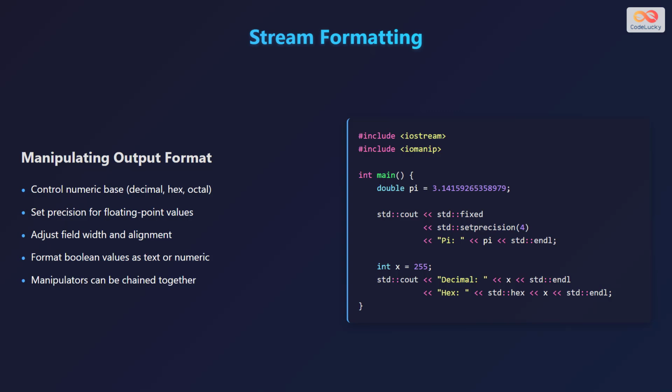Have a look at the sample code. We include iostream and iomanip libraries. We set a double variable pi to a value. We use std::fixed and std::setprecision to format the output of pi to 4 decimal places. The integer variable x is set to 255. The decimal and hexadecimal values of x are then outputted.